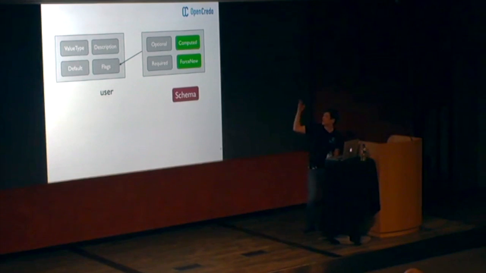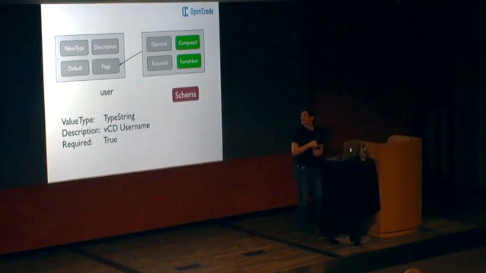Computed means this is something that my hosting provider's API is going to give back to me. And force new says, if this changes, destroy what's there, create it again. It's not something that can be updated. So in the case of our user, we have value type as type string, description, VCD username, and required is true. We can't actually try to make a connection unless this has been provided.